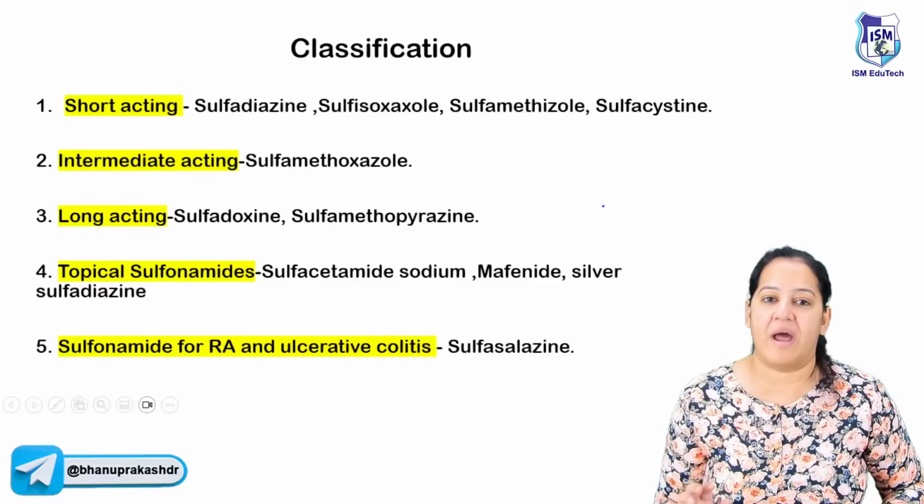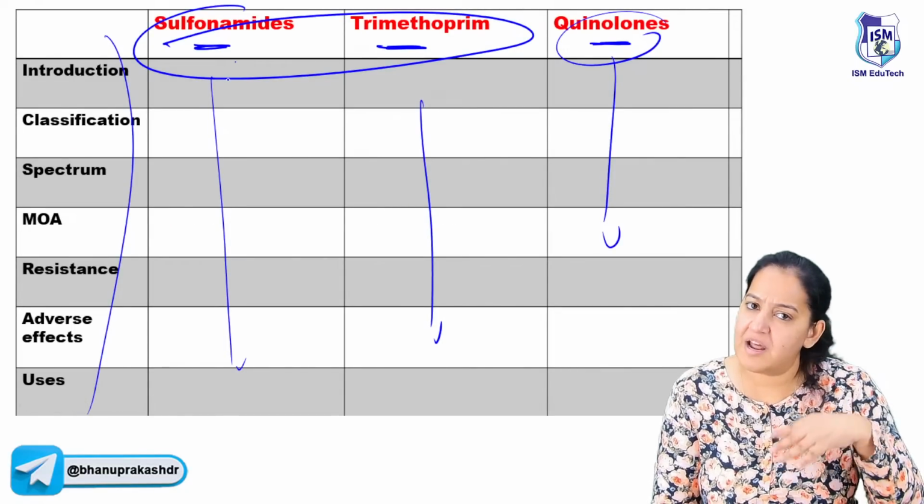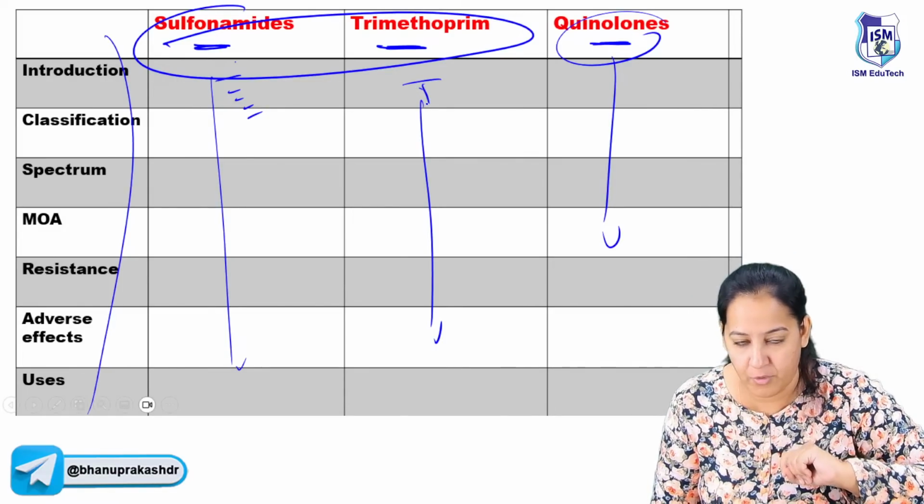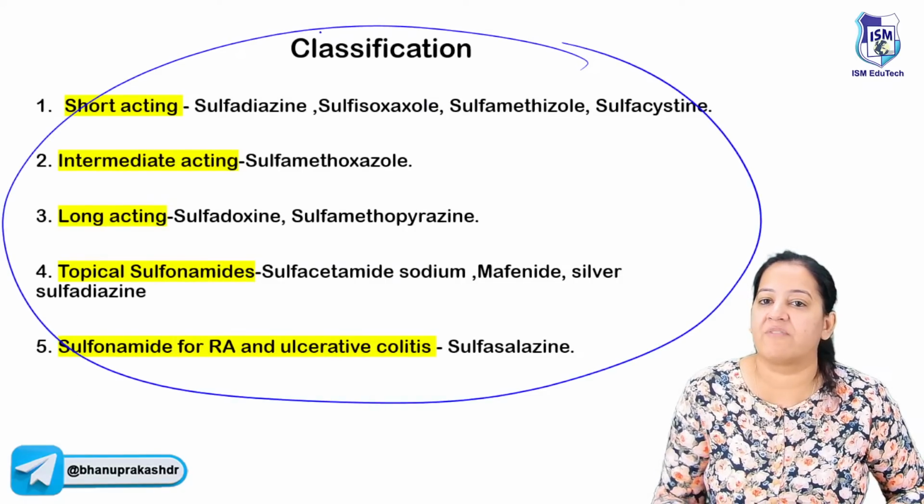So sulfonamide and trimethoprim. Sulfonamide have a classification. There are many types of sulfonamide, I will tell you. But trimethoprim don't have any classification. It's only one drug, trimethoprim. Okay, so sulfonamide, these are the various types of sulfonamides in front of you.